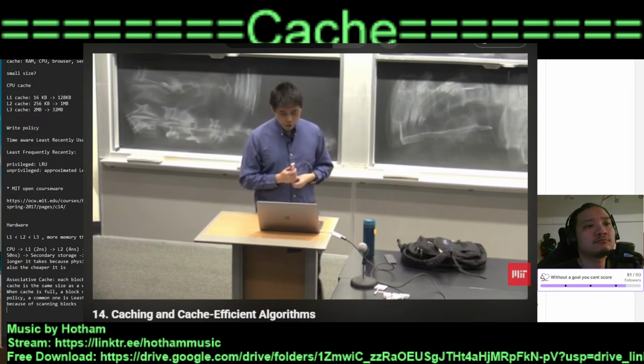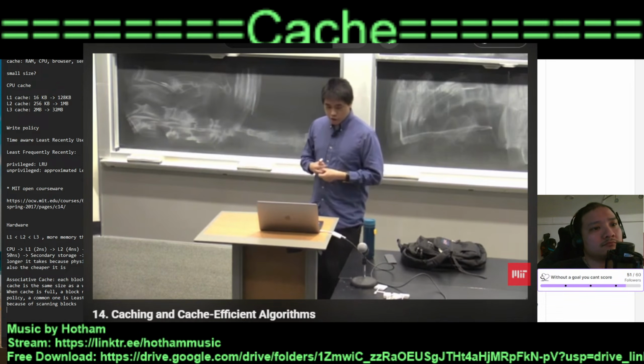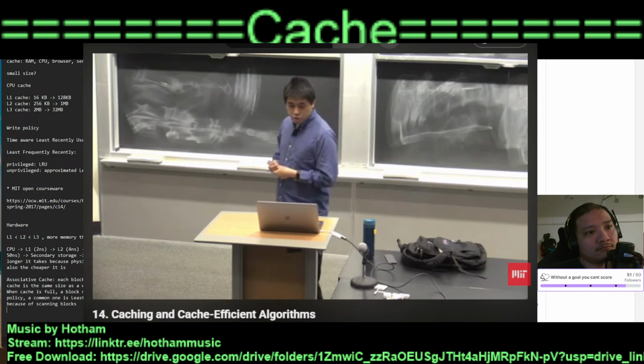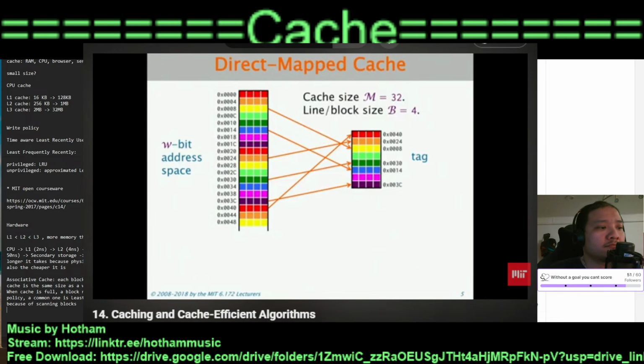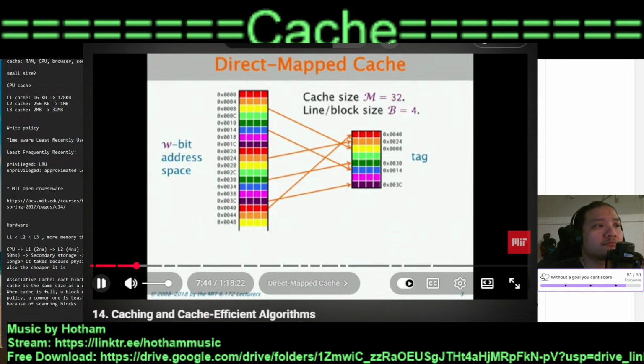So let's look at another extreme. This is a direct map cache. So in a direct map cache, each cache block can only go in one place.